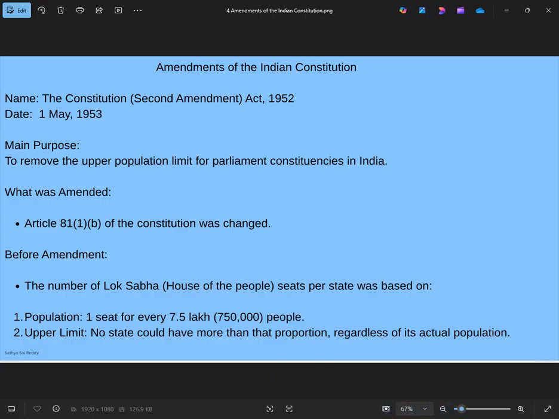The Constitution, Second Amendment Act 1952. Date: enacted 1st May 1953. Main purpose: to remove the upper population limit for parliament constituencies in India. What was amended? Article 81(1)(b) of the Constitution was changed.